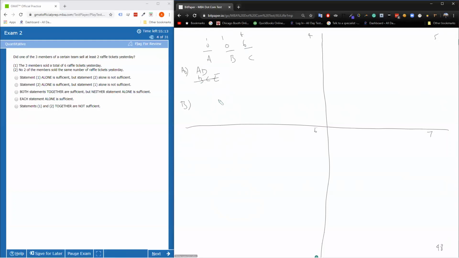No 2 members sold the same number of raffle tickets yesterday. So even here, if I say, okay, so he sold 0, we don't know how many they sold now. He sold 1, can't sell negative tickets. So this guy has to be 2 or some number greater than 2. So that is also sufficient.